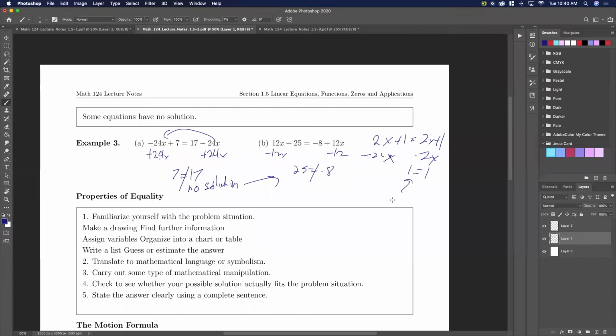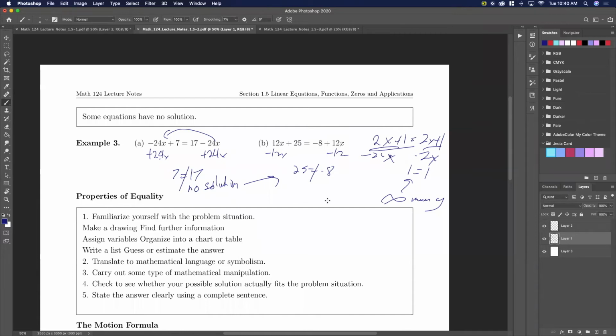This means you have infinitely many solutions, AKA anything I put into x makes this work. If I put 3 into x, it works fine. If I put 5 into x, it works fine, right? Because this is the same expression. So you can have no solutions, you can have infinite solutions.